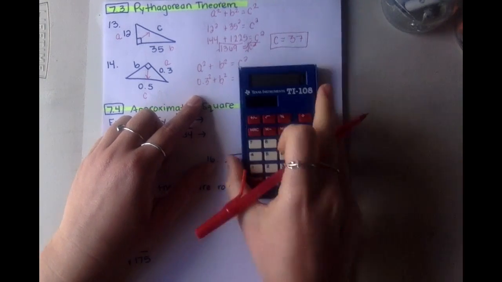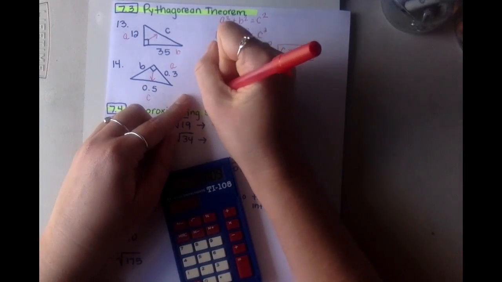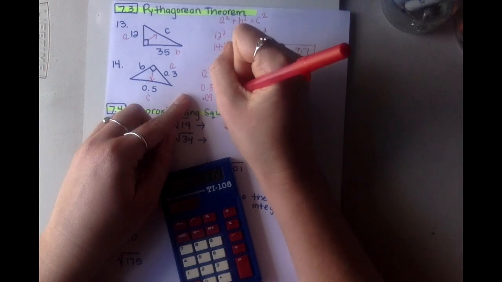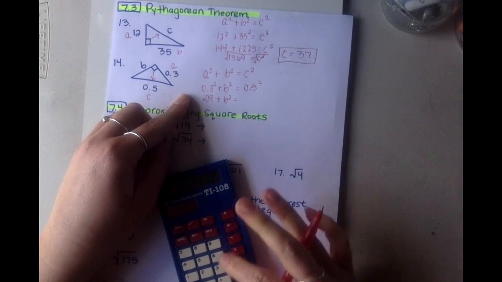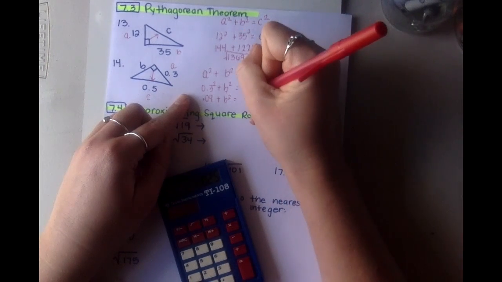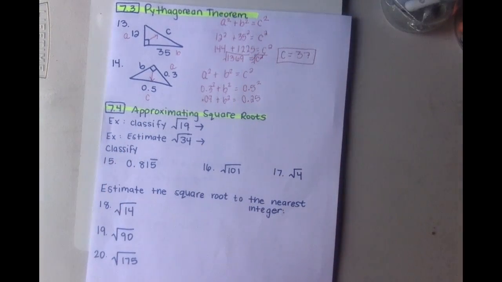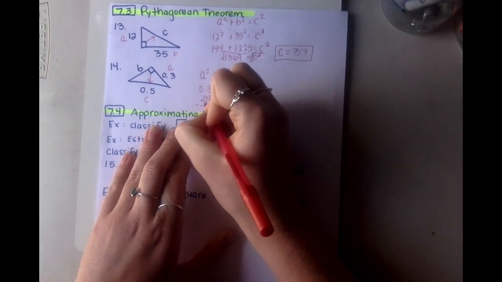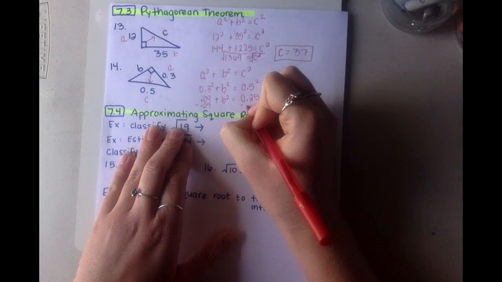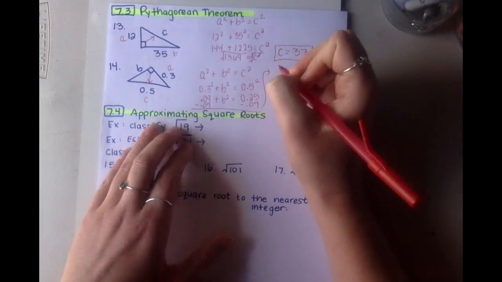So I can do this on my calculator. 0.3 times 0.3 equals 0.09, plus B squared equals 0.5 times 0.5, which equals 0.25. And now from here, I want to get B alone, so I'll subtract my 900ths, and be careful with your decimal 900ths.